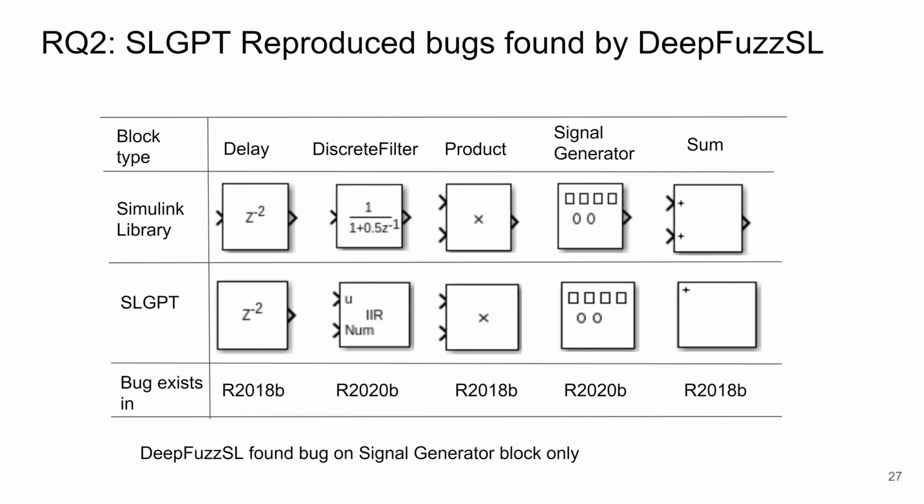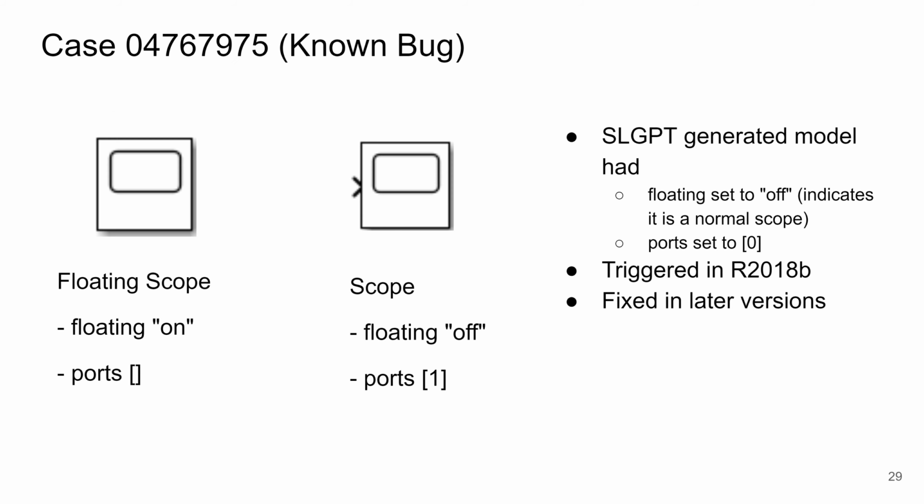Moving on to our second research question, SLGPT reproduced the bugs found by DeepFuzzSL. The bugs occur mainly due to a misconfigured port in different blocks, which causes Simulink to crash when compiling. While DeepFuzzSL only found bugs in signal generator blocks, SLGPT found bugs in a wide range of Simulink library blocks. SLGPT also found a unique bug missed by DeepFuzzSL.